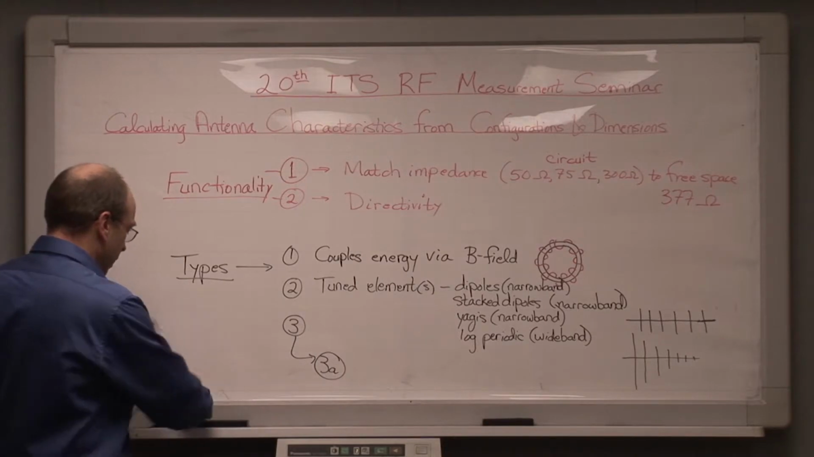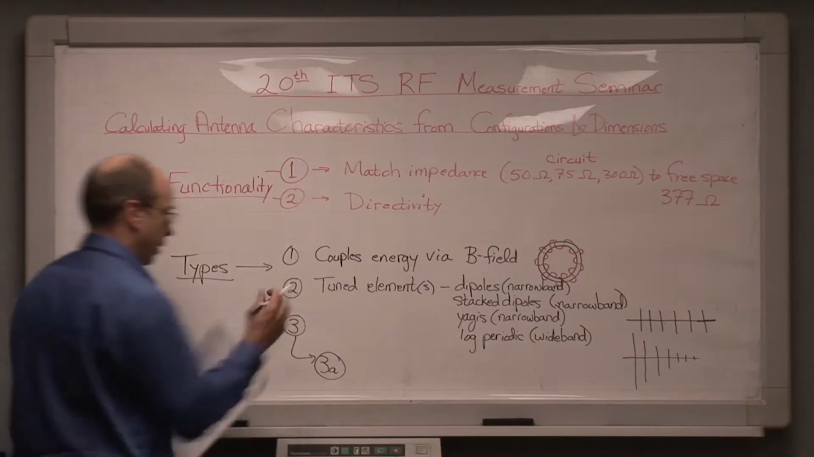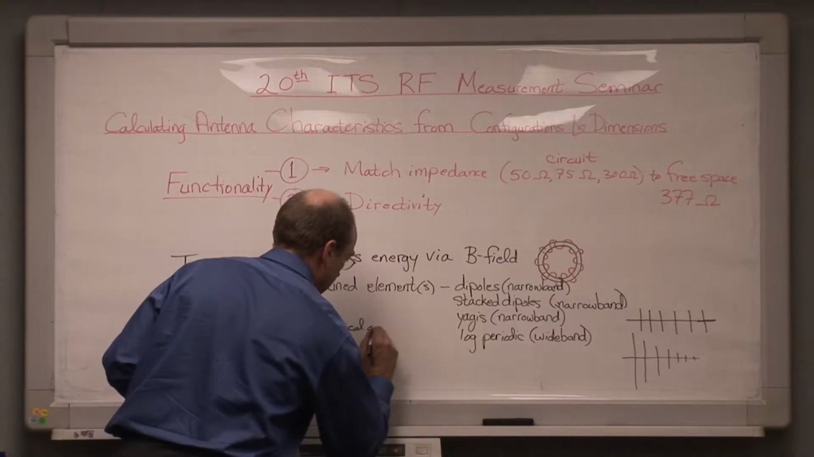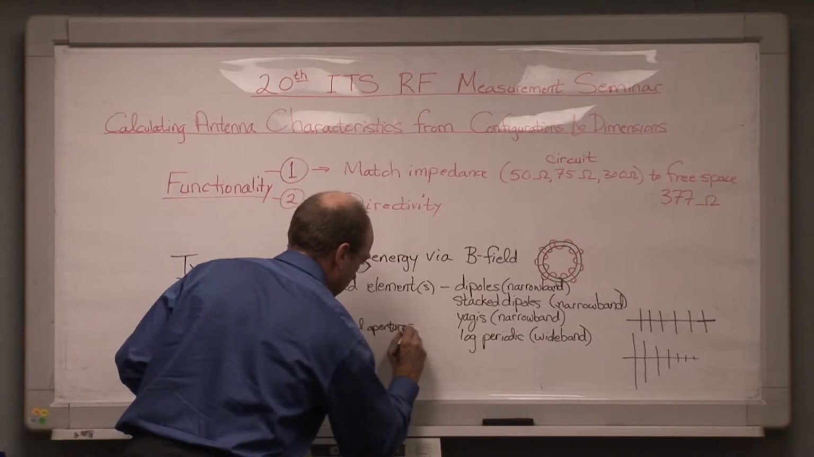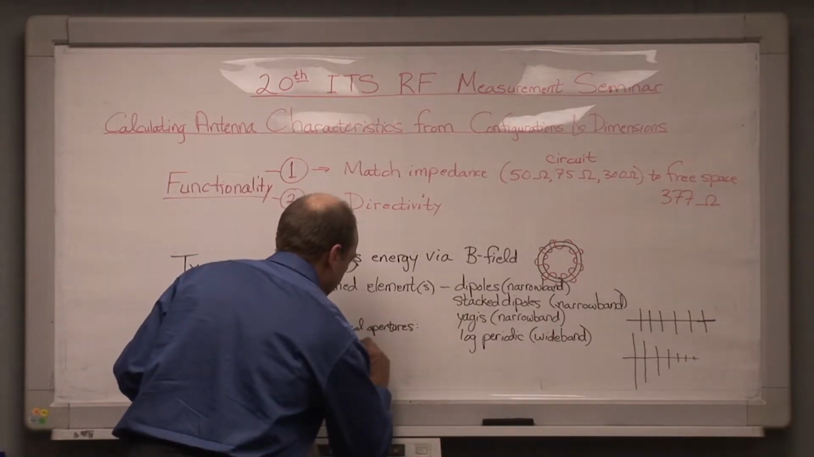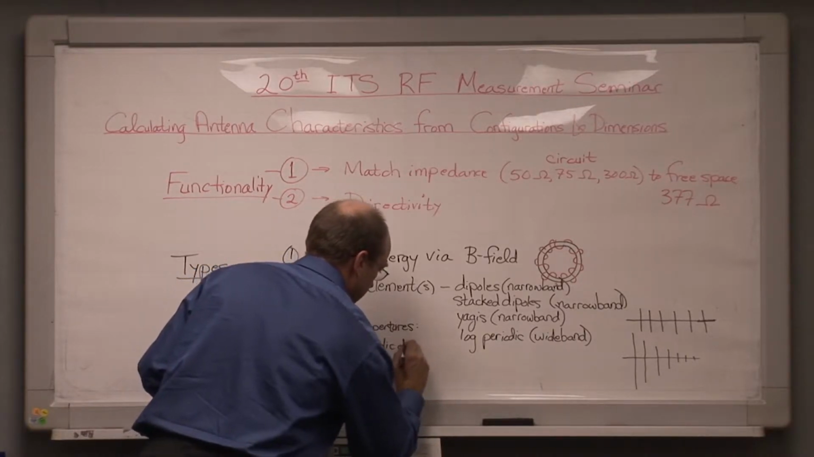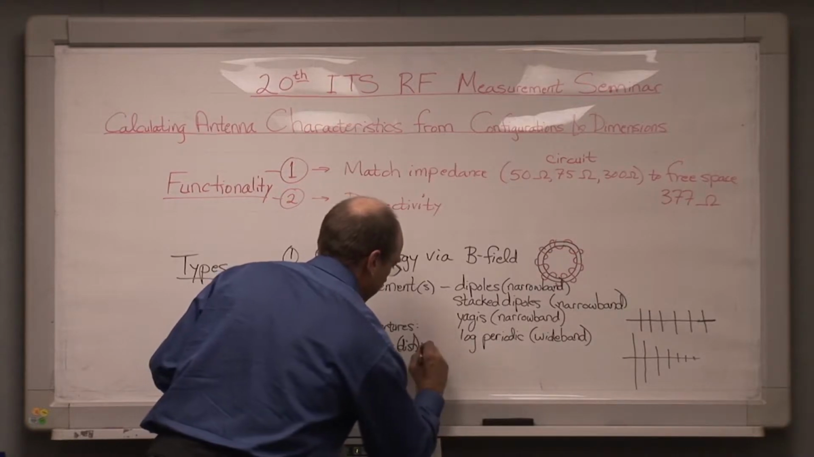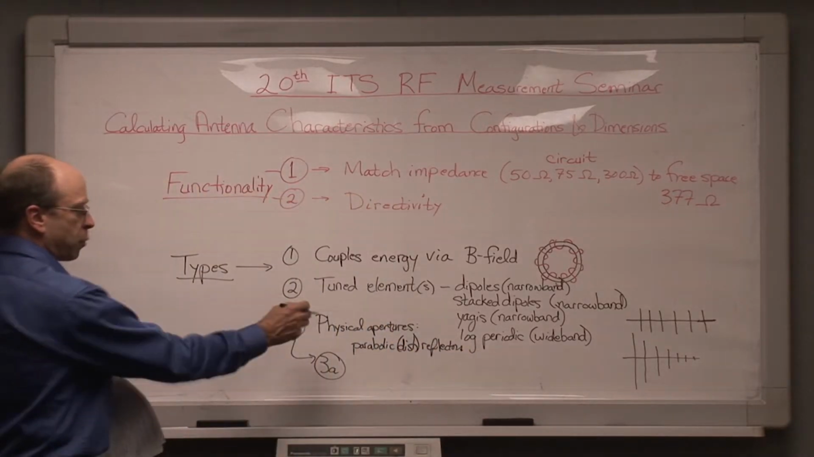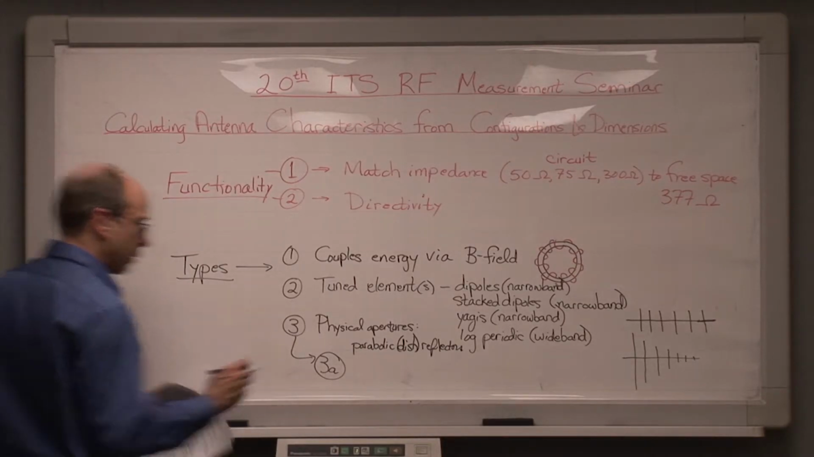Now, in contrast to the tuned element designs, we have antennas that consist of physical apertures, and these are the ones that we're going to be most concerned with in this particular talk. And these include antennas that use parabolic dish, that is, reflectors, which focus energy on a point in space where we place an antenna that actually receives energy. I'll draw a picture of one of these in a moment. And also horn antennas.